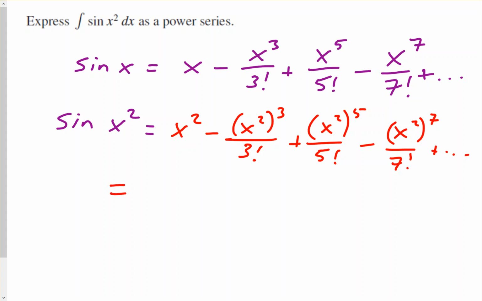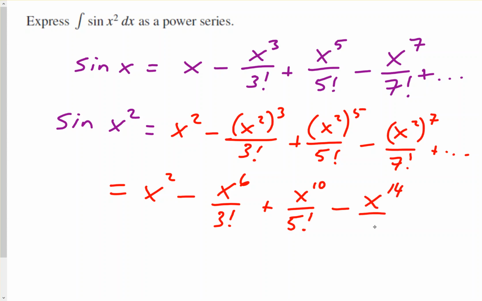Okay, and just to simplify a little bit further, by the power rule, we multiply the exponents, so this ends up giving us x to the 6th over 3 factorial plus x to the 10th over 5 factorial minus x to the 14th over 7 factorial, and that would be it. So this would be the power series for sine of x squared.